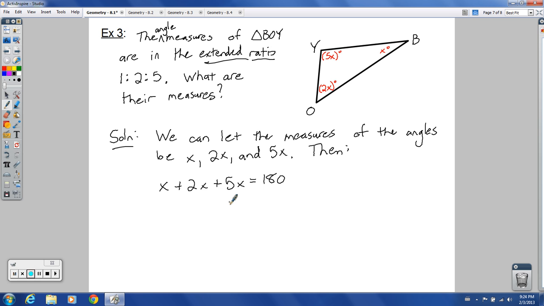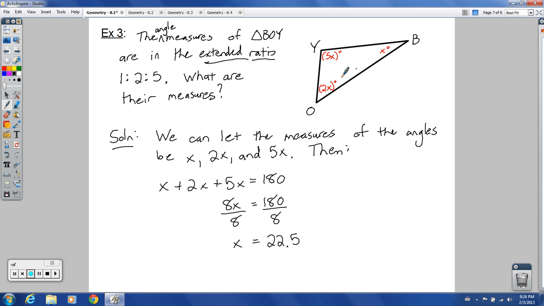Meaning, combine like terms, you have 8x equals 180. If you divide 180 by 8, you don't get a nice whole number, but you do get a pretty easy to deal with decimal. It's going to be 22.5. So now our final answer. What are their measures? We just plug this back in now. So the value for x is 22.5.